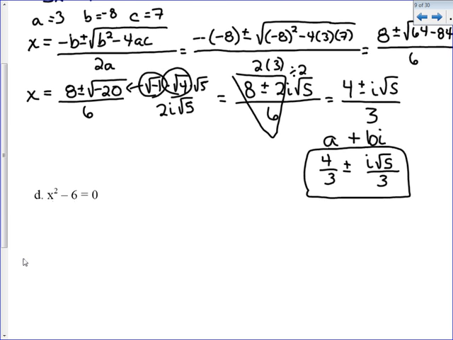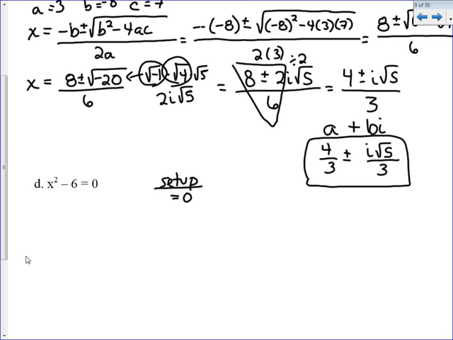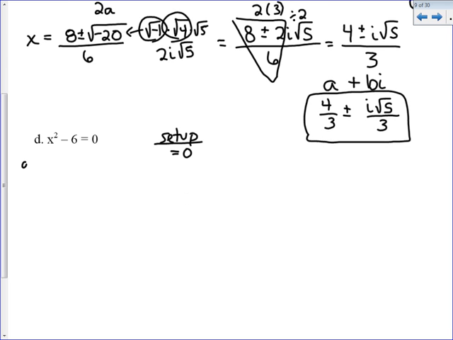So the last problem we have is x squared minus 6 equals 0. It doesn't look like our other problems, but we can still solve it using the quadratic formula. You follow the same steps. So the first step is always make sure you have your setup. For the quadratic formula, it has to be equal to 0, which I've got that. Now the part that people mess up is the next step. I need A, B, and C. But I'm missing one of them. Which one am I missing?